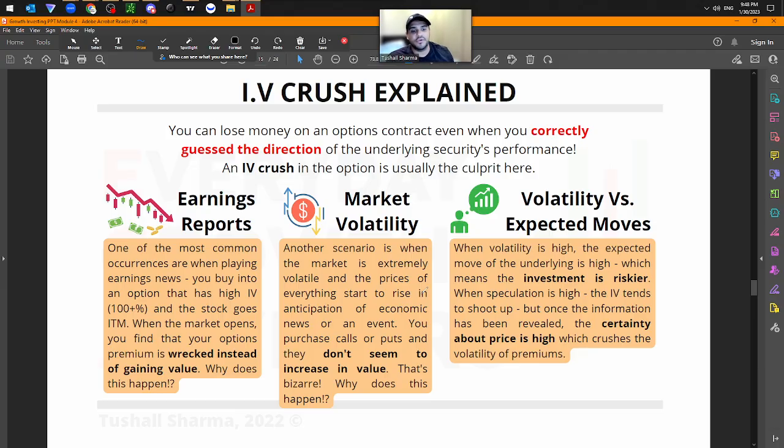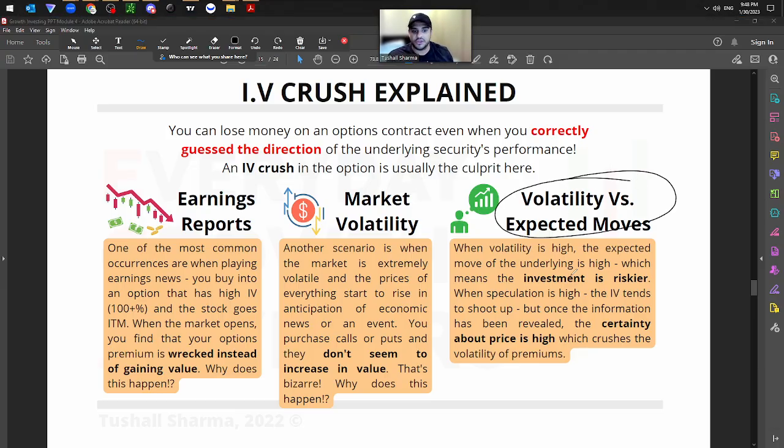Then you have scenario number 3, which is volatility versus the expected move. And this is when volatility is high and the expected move of the underlying is high, which means the investment is riskier.